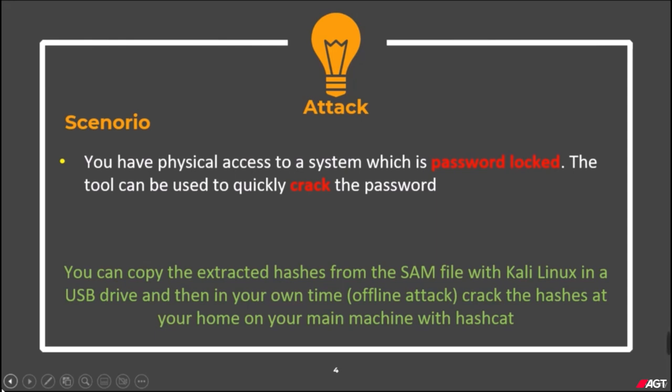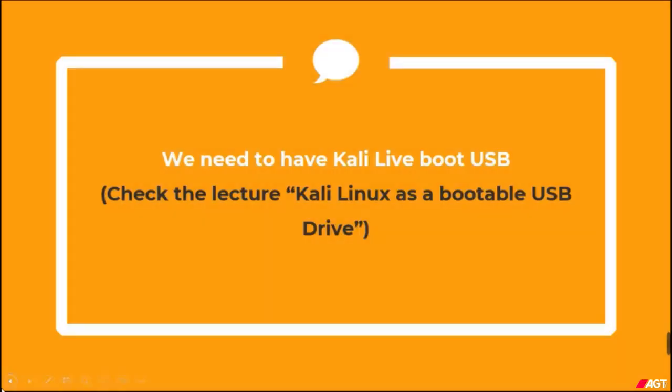You can copy the extracted hashes from the SAM file with Kali Linux in a USB drive, and then in your own time, in offline mode, you can crack the hashes at your home on your main PC with Hashcat. We need to have Kali Live Boot USB for this attack. You can check the lecture Kali Linux as a bootable USB drive to learn how to make a bootable USB.